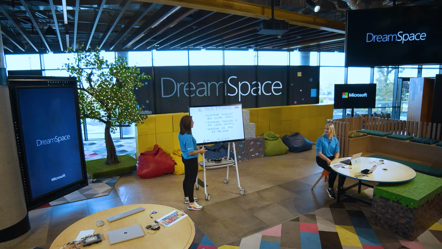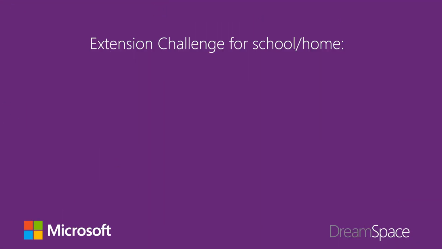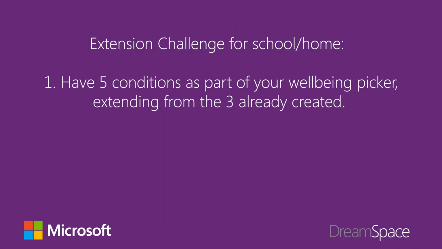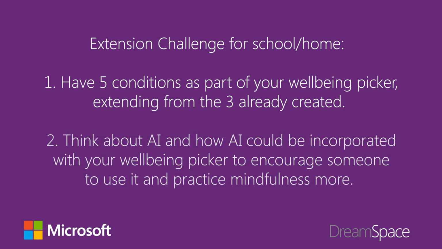All right, so that was a lot to cover, I think, wasn't it, Niamh? Yeah. Now we want you to practice what we've covered. So we want to assign you an extension challenge. And for your extension challenge, we want you to come up with 5 unique conditions for your Wellbeing picker. And if you really want to challenge yourself, I think we would like you to think about AI and how AI could be incorporated into your Wellbeing picker to encourage someone to use this mindfulness tool a little bit more.